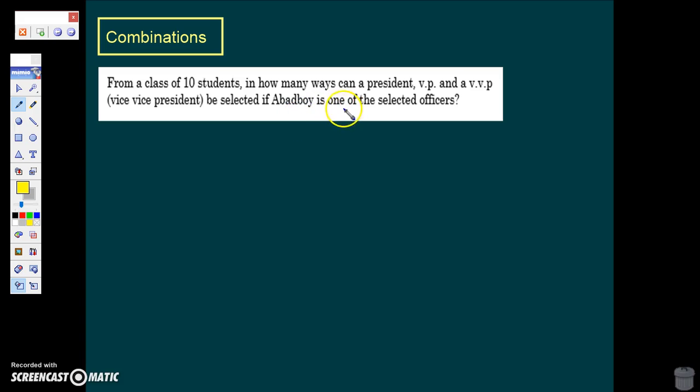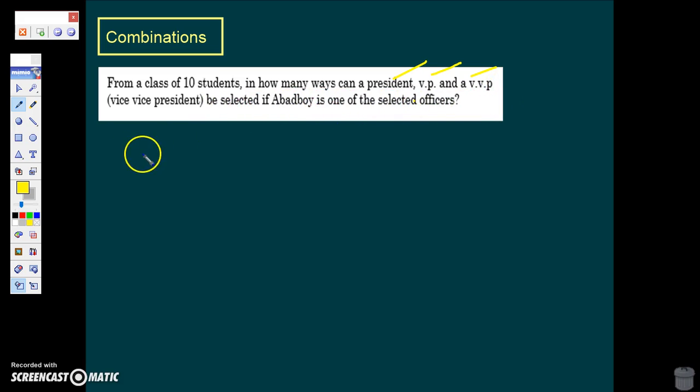If a bad boy is one of the selected officers. So we have here a problem that is not actually a combination problem. This is a permutation problem, since the order with which we are making the officers is important. So we have a president, a vice president, and a BVP. Another condition in the problem is that a bad boy is one of the selected officers.